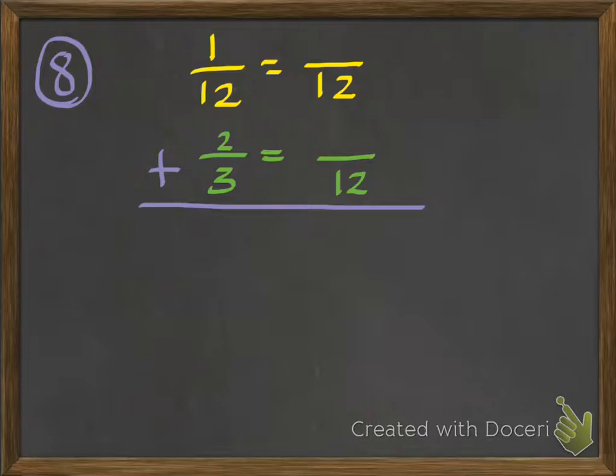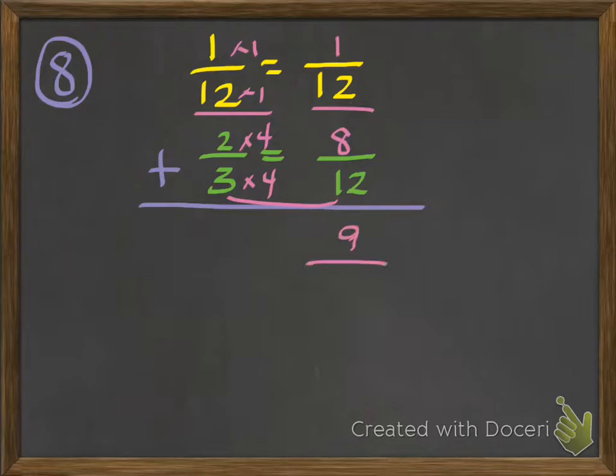Okay, so since 12ths is already the denominator, it just stays the same for 1/12, because you just multiply times 1. Whatever I do to the bottom, I do to the top. So 1 times 1 is 1. Same thing. All right, so now I got to get from 3 to 12. To get there, I multiply times 4. 3 times 4 is 12. Whatever I do to the bottom, I do to the top. 2 times 4 is 8. So now I have 1/12 plus 8/12.